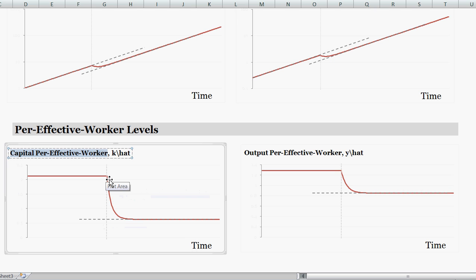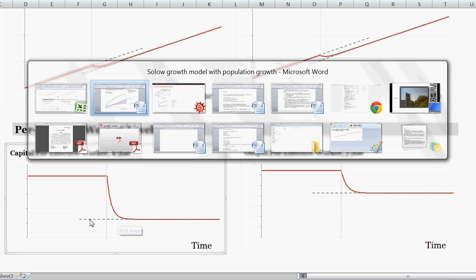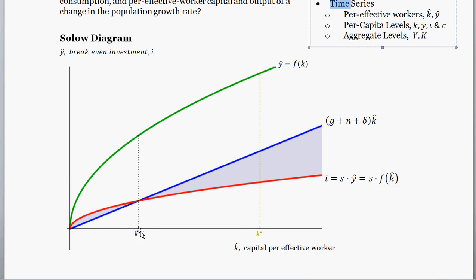Well, if the current capital stock, remember we're starting way up here, is higher than the steady state capital stock, what happens? Let's look at the diagram. This is the steady state down here, K star, and for some reason we're at a higher capital per effective worker up here, which is the situation we're looking at. We can see that this blue line is above the investment line. So the break-even investment line is above the current investment line.